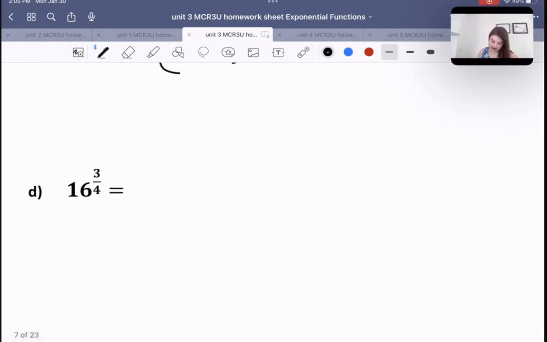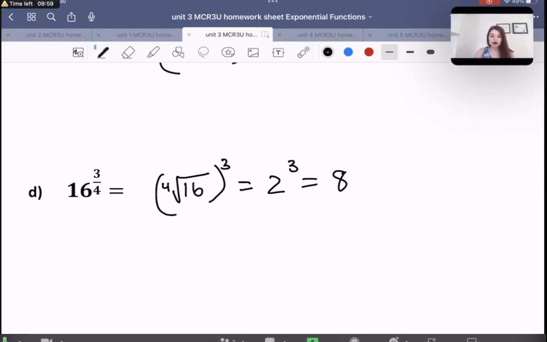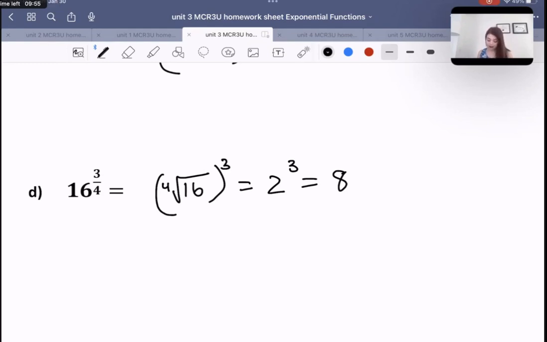Then we have 16 to the power of 3 over 4. So that is the fourth root of 16 cubed. So what's the fourth root of 16? Well, that's 2. So that's the same as saying 2 to the power of 3. And 2 to the power of 3 is, of course, 8. So you probably noticed at this point that it's just the same stuff over and over and over again, right?